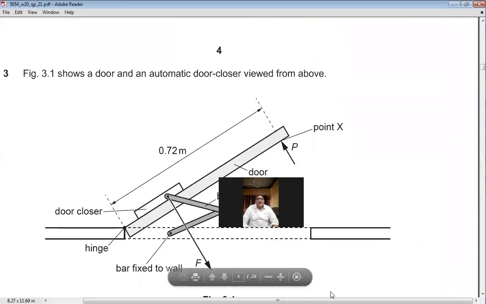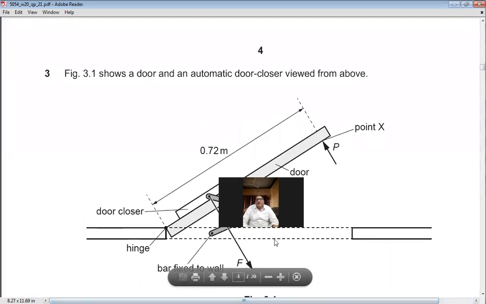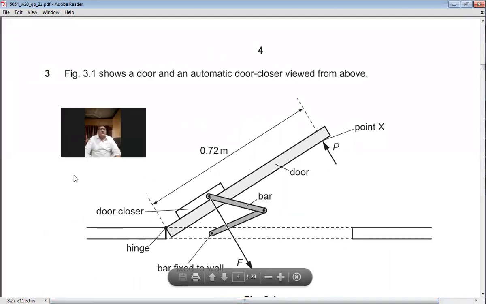So we are going to the next question. The question number is 3. Here you can see we have figure 3.1 shows an automatic door closer viewed from above. So it's a top view.